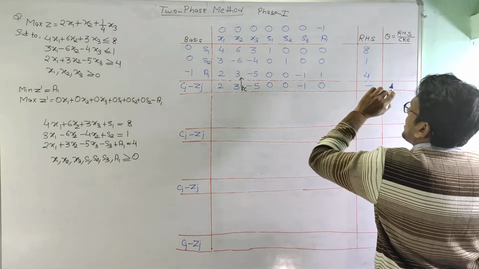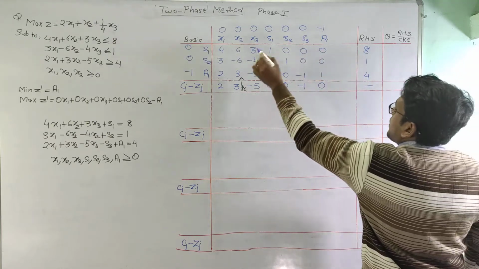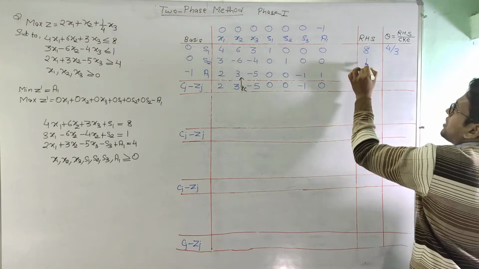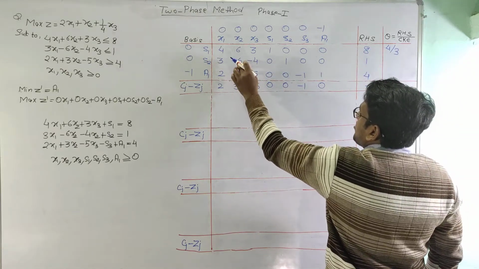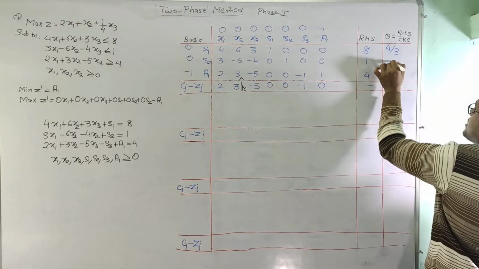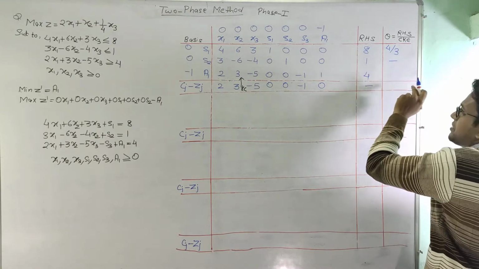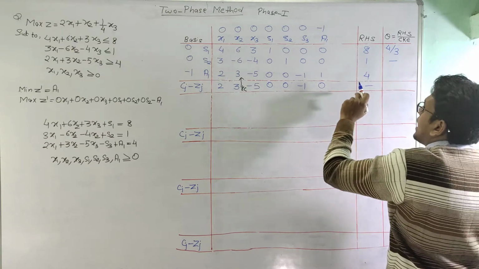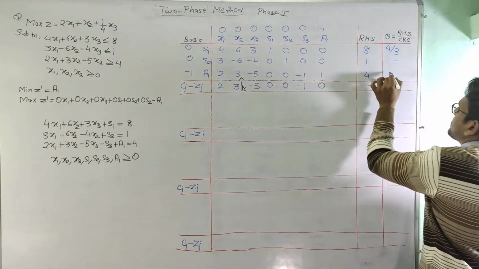So let us calculate this. This is 8 divided by 6, which equals 4 by 3. This is 1 divided by minus 6. Here the minus sign indicates that this variable is not eligible to participate, so we will put a dash sign here, and this will be 4 divided by 3.